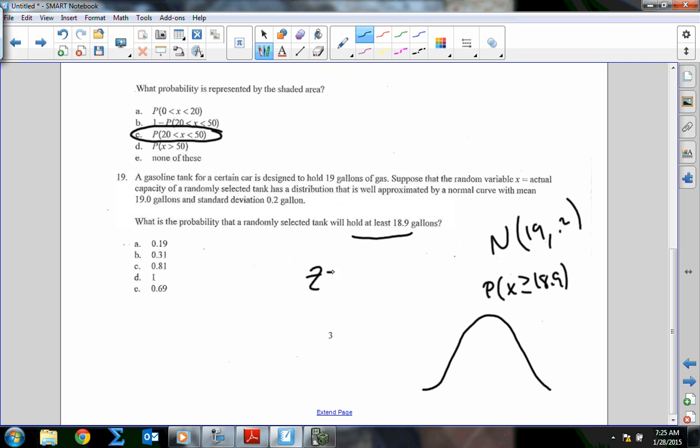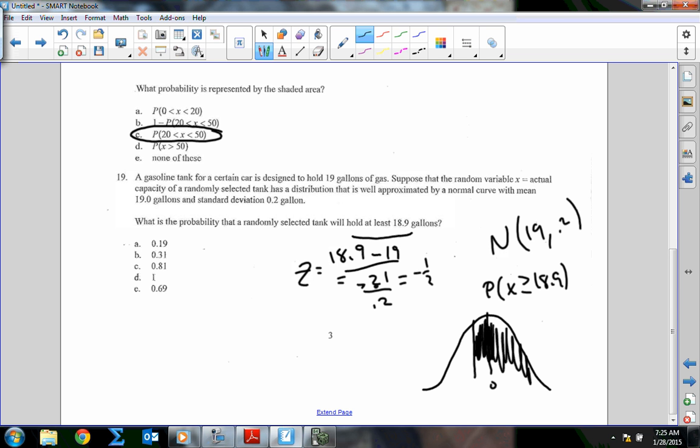And let's find my z-score real fast. Whoa, look at that z go. All right, it's going to be 18.9 minus 19 divided by 0.2. That's negative 0.1 over 0.2, which is just negative 1 over 2, or negative 0.5. So there is z equals 0. So negative 0.5 is going to be here, roughly. And I want greater than, so I'm looking for this area.